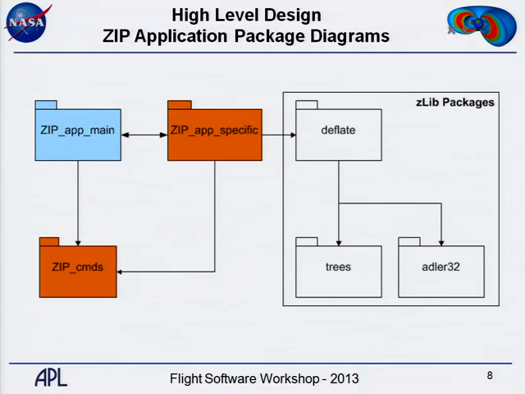So at a high level, what did we do? We have an application framework which has a main package which has all the main functions of your app, and that interfaces with CFE. And then we have an application-specific package and the commands for that app. So we decided to create this new zip app, and we've got those three packages out of the box.